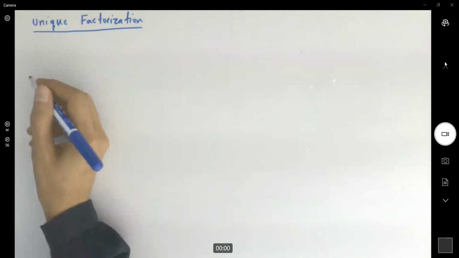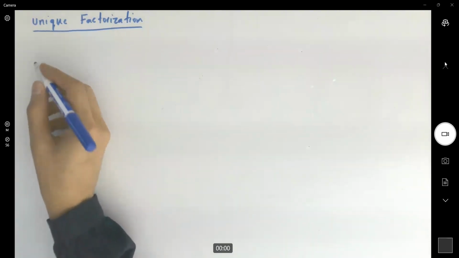We're going to talk about unique factorization today. Let us talk about an important theorem, the fundamental theorem of arithmetic.